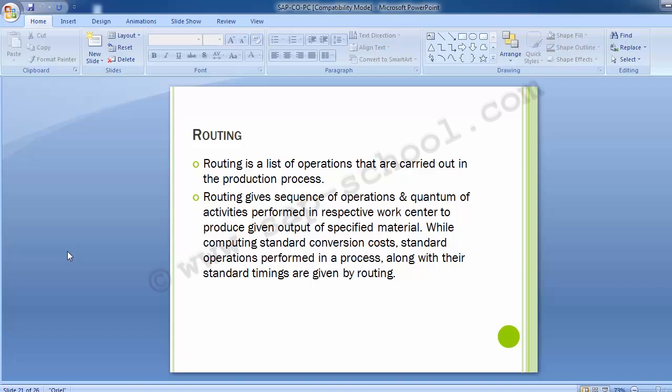So this is what I tried to make you understand with a practical scenario, how these different material masters or different master data are used in product costing so as to calculate the cost of producing a cookie.